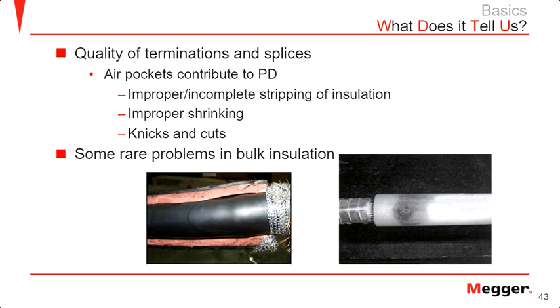So it is typically because of your quality of termination and splices that it contributes to a lot of PD, and it is very rare that it happens in the bulk insulation because in there everything is more manufacturing side standardized, and it is typically that you will have partial discharges on your splices or terminations rather than your bulk insulation.